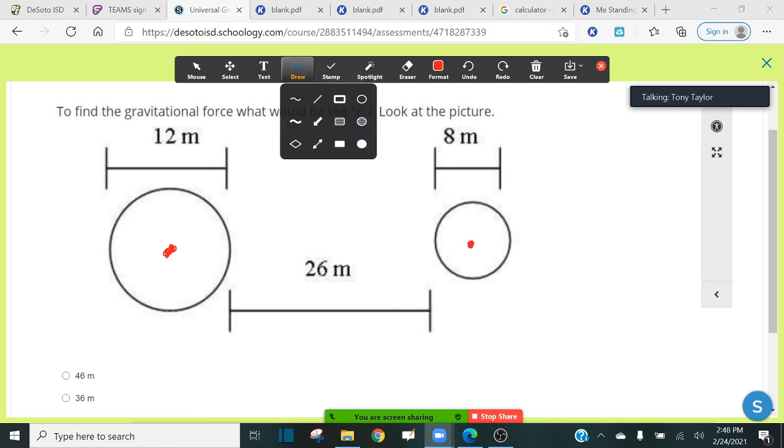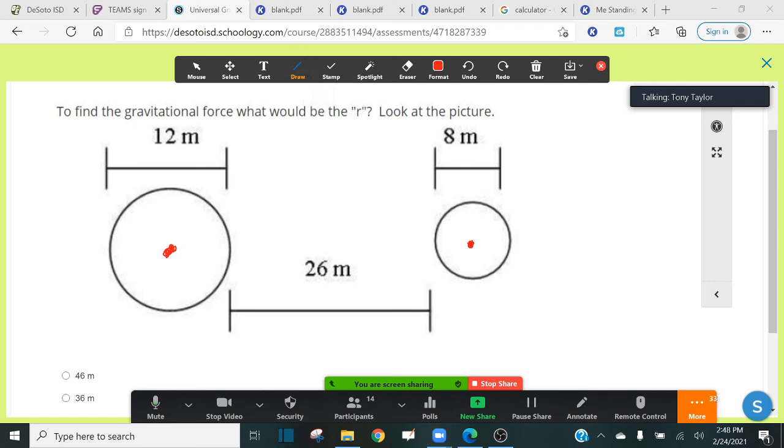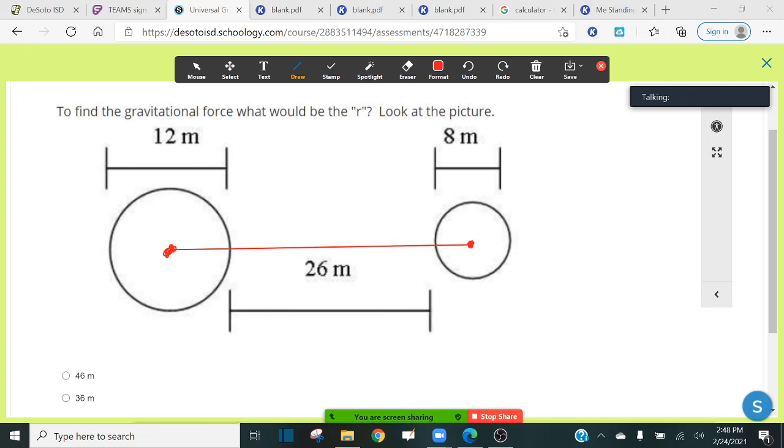So r is always the distance between the objects' centers. Between that point and that point, if you know the length of that line, that is r. You can easily find that because they give you the diameter of this sphere, the diameter of this sphere, and the distance from here to here, so you can easily figure out what r is. And again, I'm going to let you do that on your own.